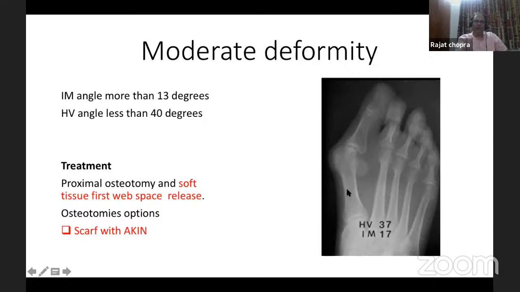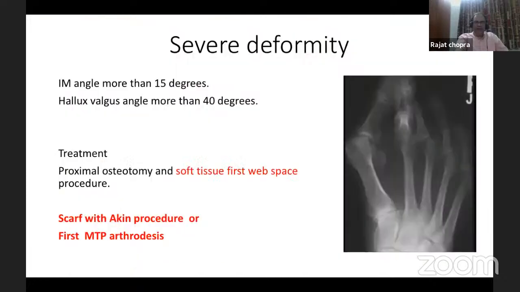Maybe you can do a shaft, or maybe you can do a proximal osteotomy. It all depends on where you have been trained. If you ask me, I am very happy doing a scarf osteotomy for my moderate or severe cases. That's what I have been trained with, and I'm happy with the way I've been doing it and getting my results. So I will do it, plus Akin procedure in case you see after that there is a little bit of deformity which has not been corrected, plus the pronation has not been corrected. You can add Akin's procedure along with it, and that usually does the trick. So that's the case of a scarf osteotomy.